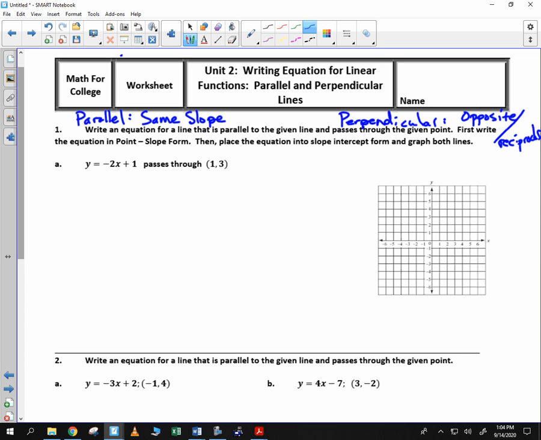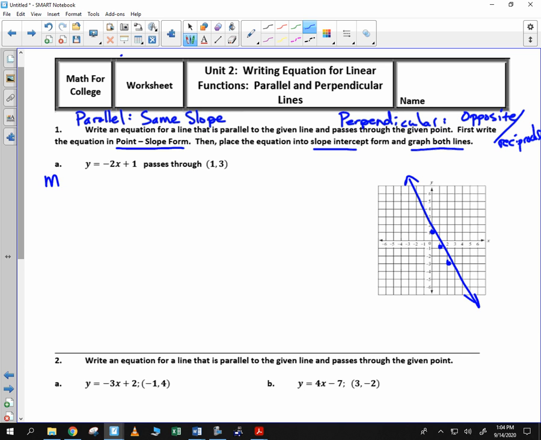It says write an equation for a line that's parallel to the given line and passes through the point. Write the equation in point-slope form, then place the equation into slope-intercept form and graph both lines. Look at this line, y equals negative 2x plus 1. Slope is negative 2, so down 2 and over 1. We're going to write an equation for a line that is parallel to that, but passes through the point 1, 3.